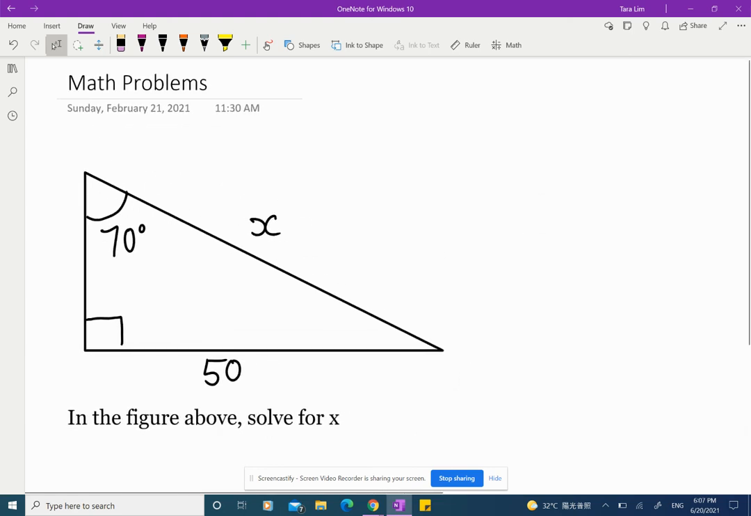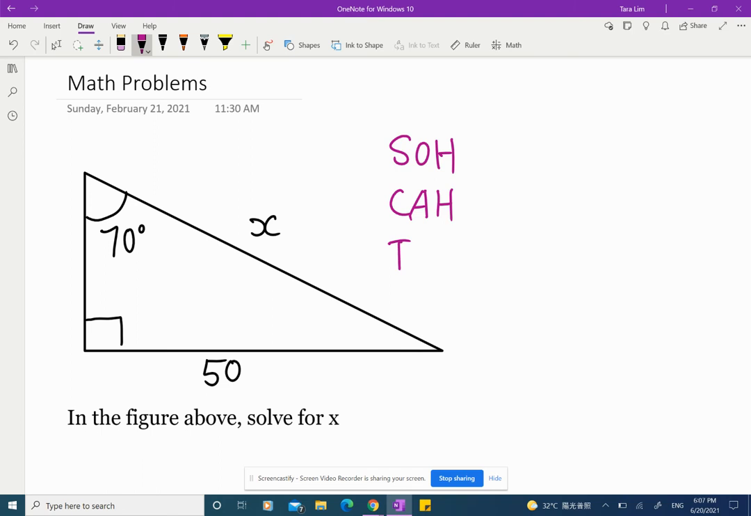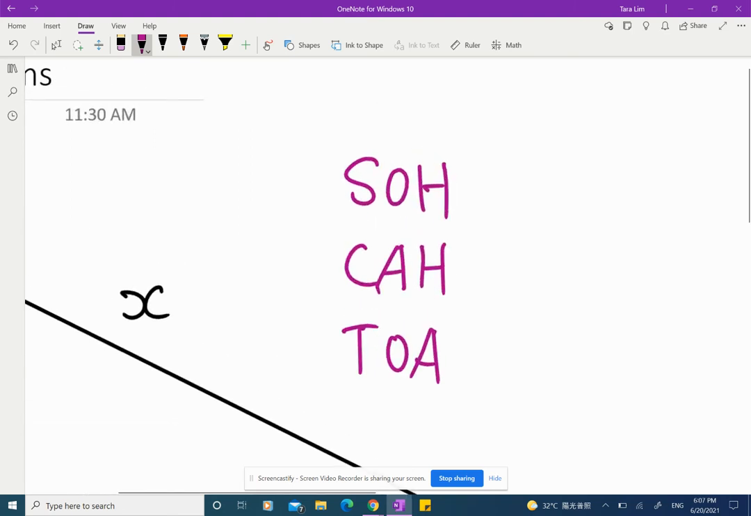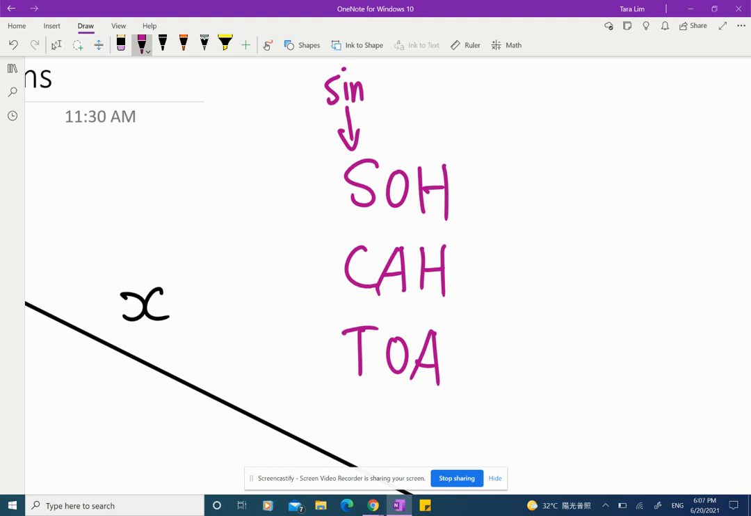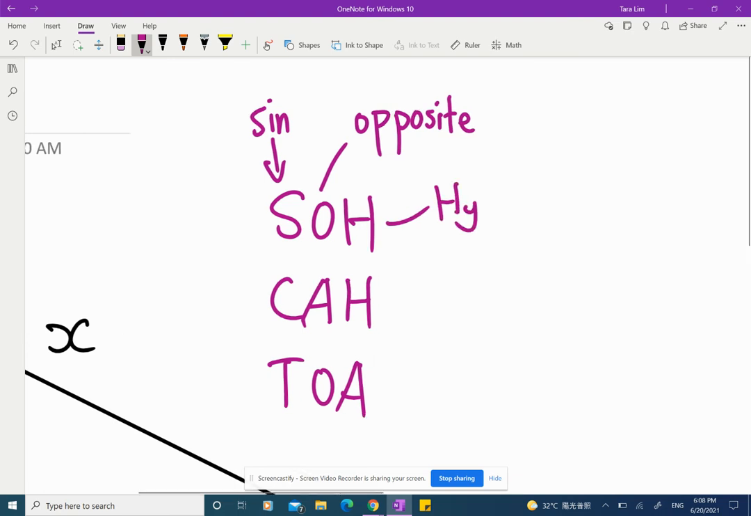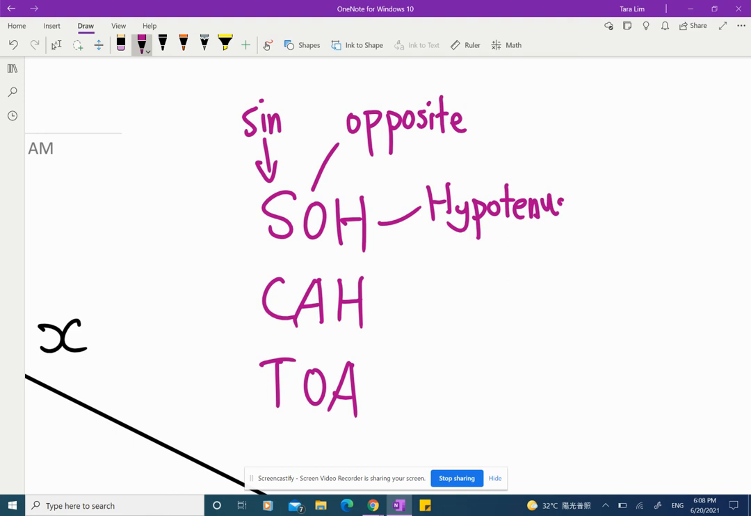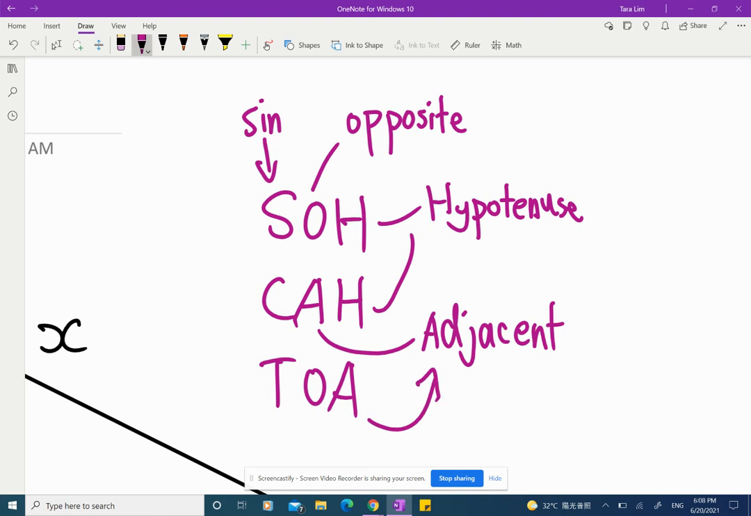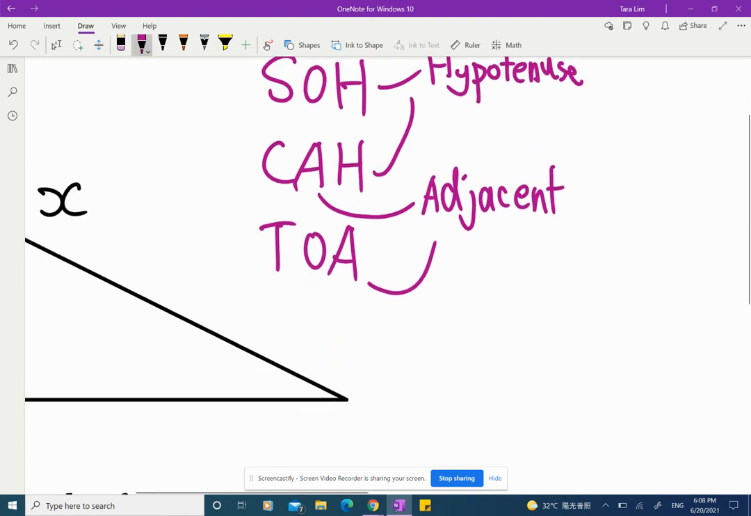So we have something called SOHCAHTOA. So SOH means sine, and then O is the opposite, and H is the hypotenuse. And again, in this one, H is also the hypotenuse, A is the adjacent. So A is also the adjacent here, and O is also the opposite.